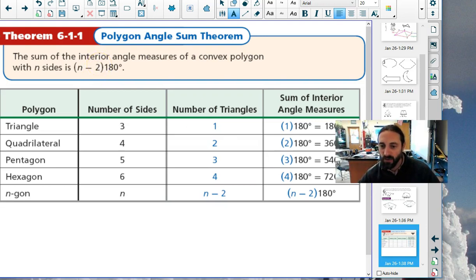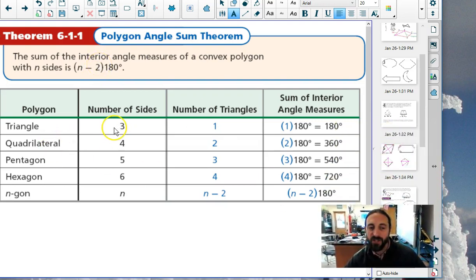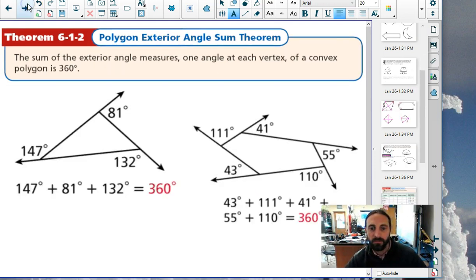And you can see that example right here. Again, a triangle has 3 sides. Subtract 2 from 3, you get 1, meaning there's one triangle. 1 times 180 is 180. And so on and so forth. If you don't know how many sides it has, it's (n minus 2) times 180. All right, and now that's the interior.